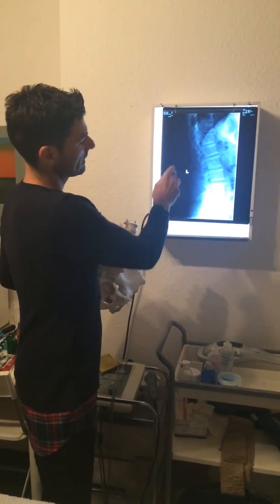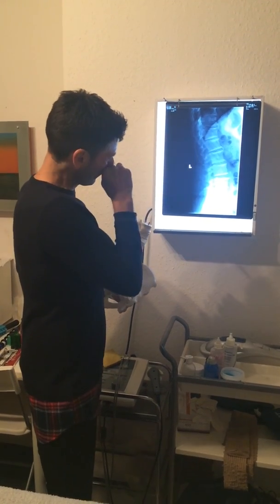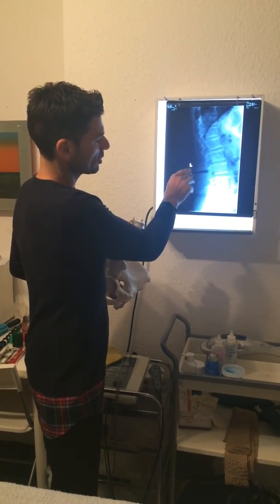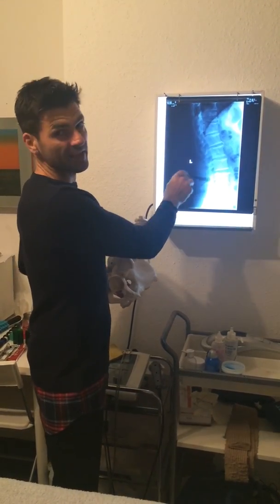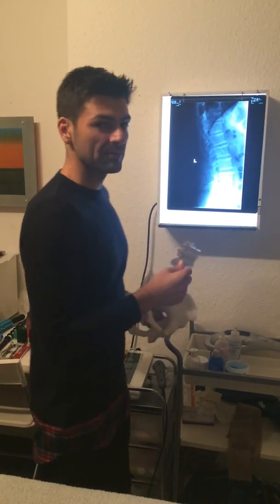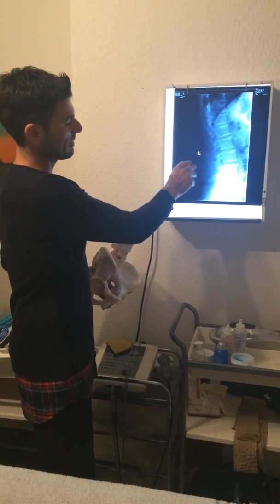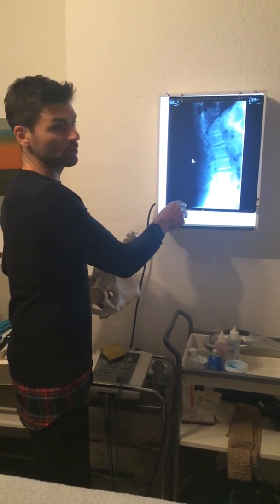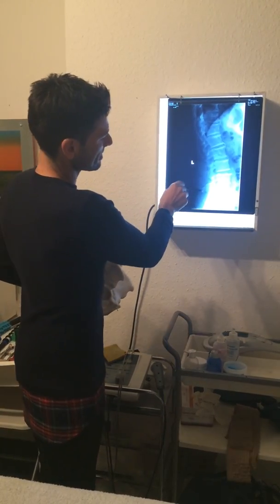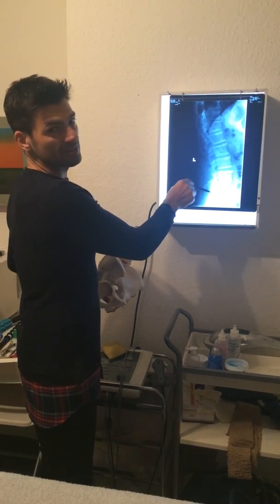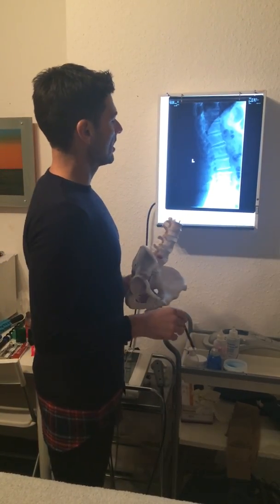back. Looking at the curvature here, the lordotic curve we would call this. This is a secondary curve. The first curve we have, primary curve in the fetal position, is the mid-back, and as we develop, we become upright, we develop this low-back lordotic curve. This is slightly straightened, so it's lost part of its lordotic curve.